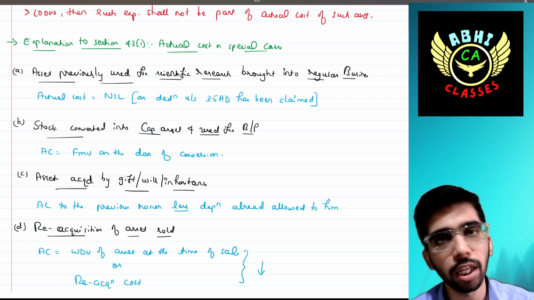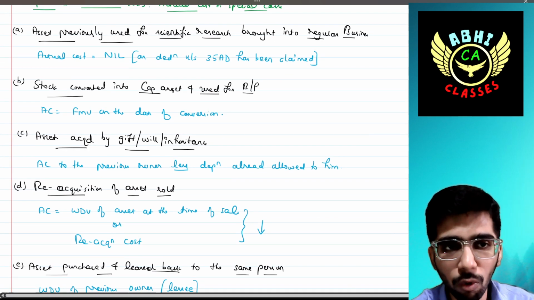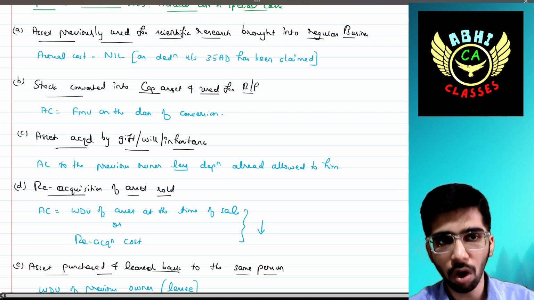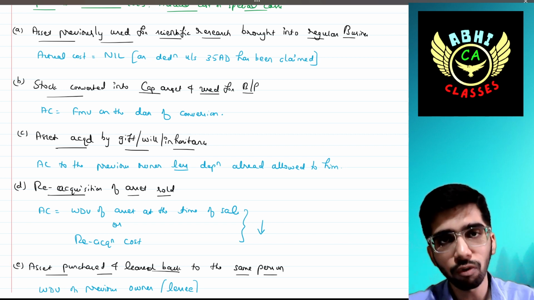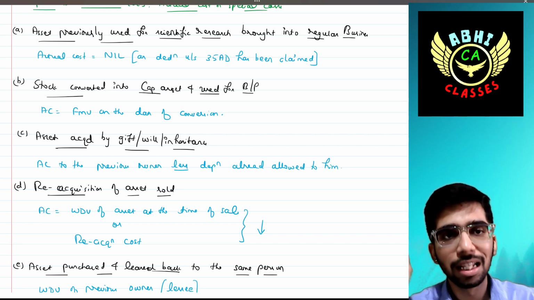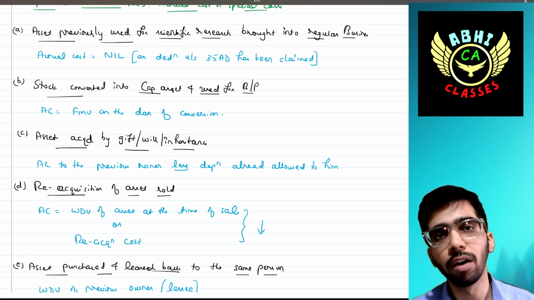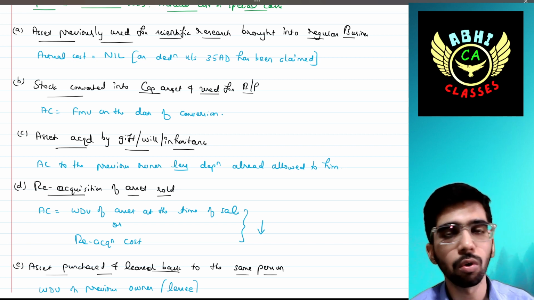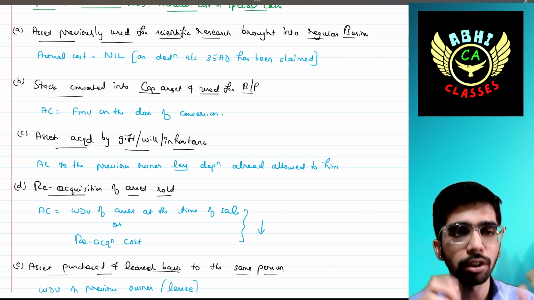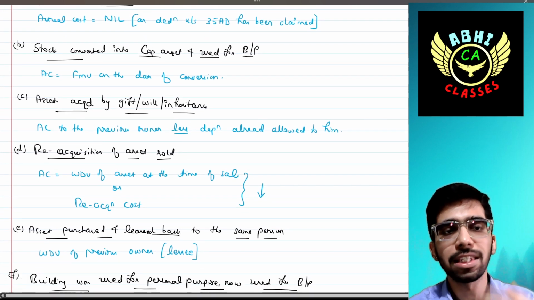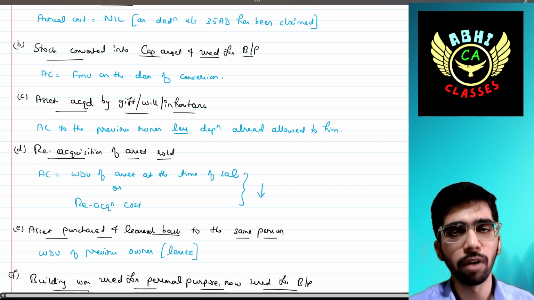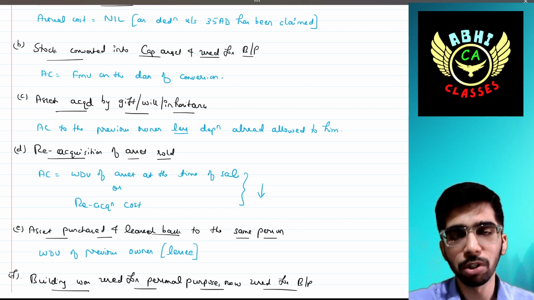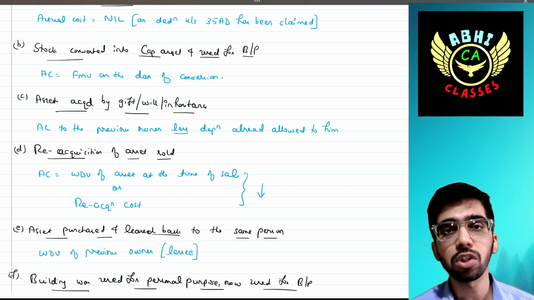We have discussed already. The second thing: stock converted into capital asset and used for business or profession. Then the FMV on the date of conversion would be treated as the actual cost of that capital asset which was earlier held as inventory. Okay, simple. Then asset acquired by a gift, will or inheritance. For example, I have been gifted plant and machinery from Mr. X. Then what would be the cost for me?